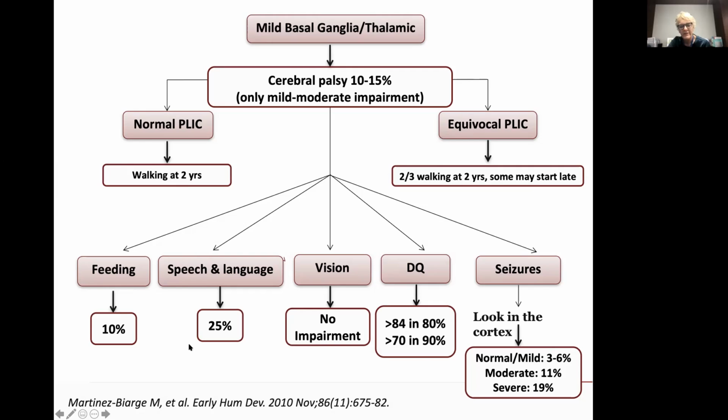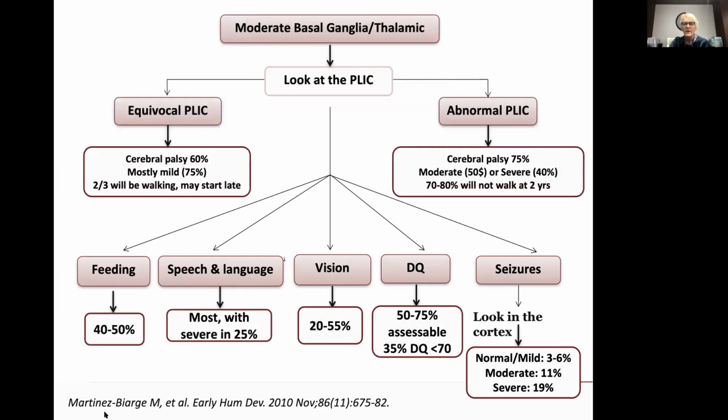10% will have feeding difficulties, 25% later speech and language. Don't forget that around 10 to 20% of these kids will have impairment in intellect. And whether seizures occur really depends on involvement in the cortex. What happens if we go a degree more severe into moderate basal ganglia injury?